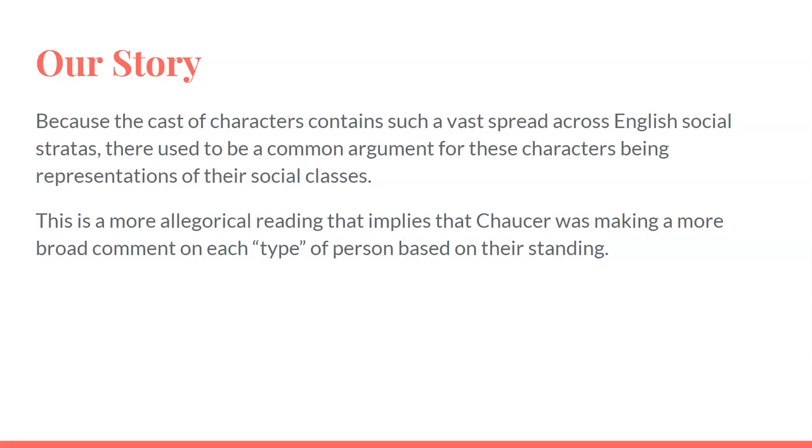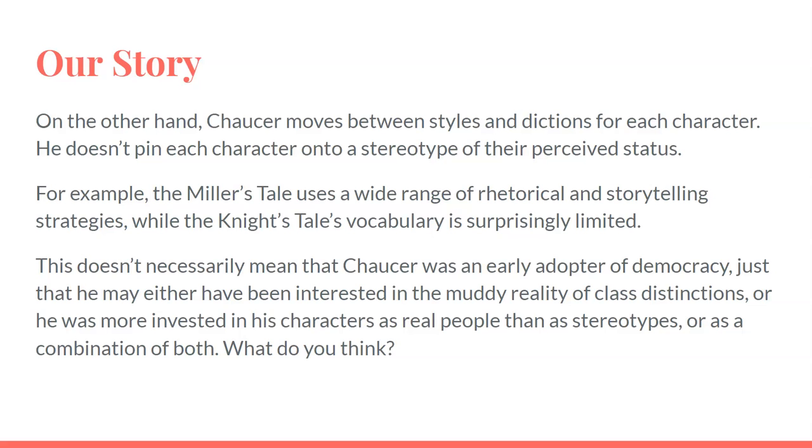And because the cast of characters contains such a vast spread across English social strata, like because we get nobility, we get farmers, we get tradespeople, we get clergy, because we get a little bit of everything, there used to be this really common argument for these characters being more like archetypes or almost stereotypes of their social classes rather than being like proper characters. And this is a more allegorical reading that implies that Chaucer was making a kind of broad comment on each type of person based on their standing. Almost that he was making kind of a stereotypical observation like, oh, all nuns are like this, all millers are like this. But on the other hand, Chaucer moves between styles and dictions for each character.